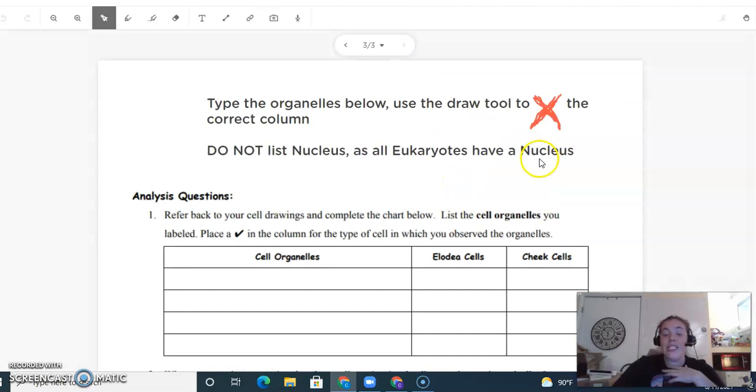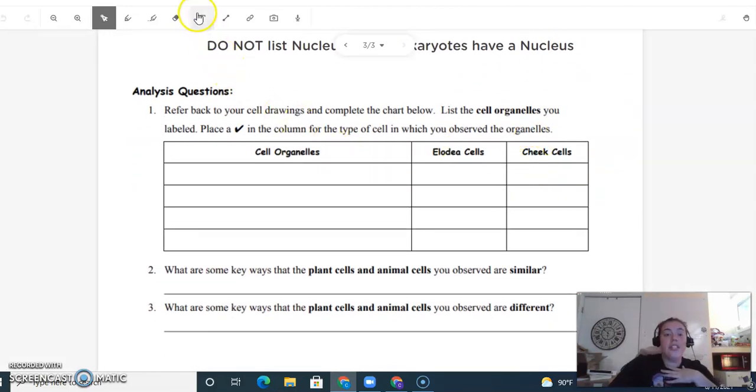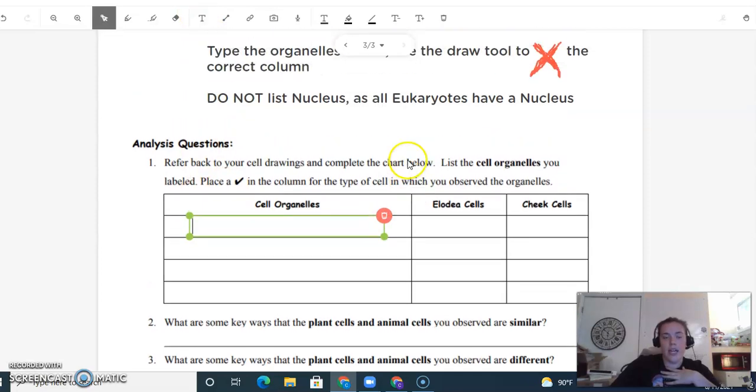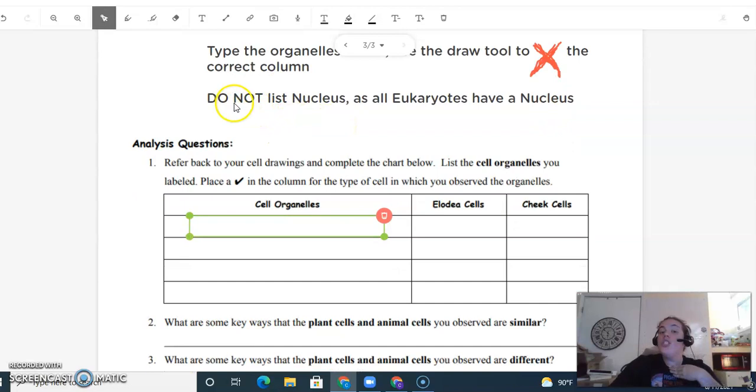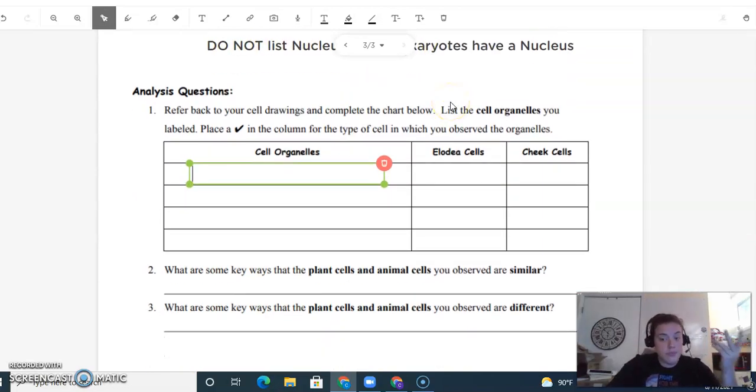All right, this was done in class together. So remember, we had to add these text boxes again because of ClassGeek. It says, type the organelles below and use the draw tool to X the correct columns. We're going to mark which ones are in which. Do not list the nucleus because all eukaryotes have a nucleus. So we know both Elodea and cheek cells, plants and animals, have a nucleus.